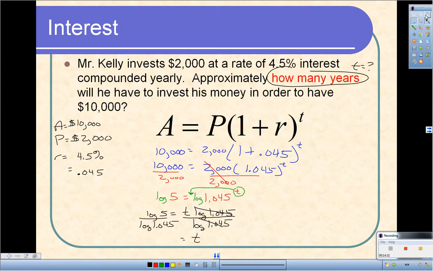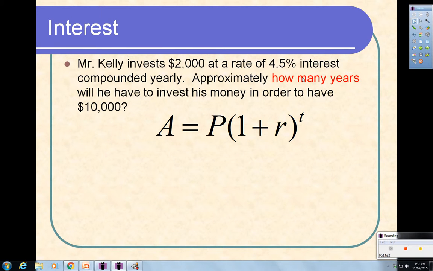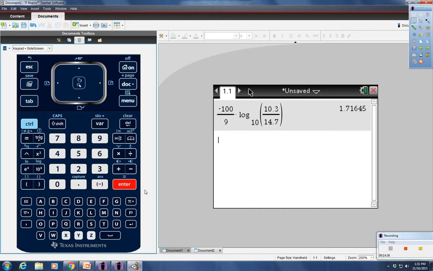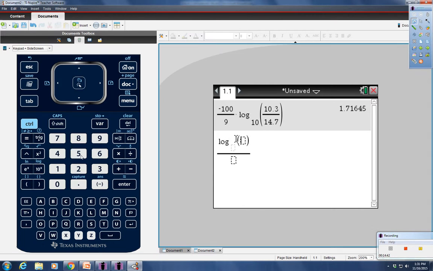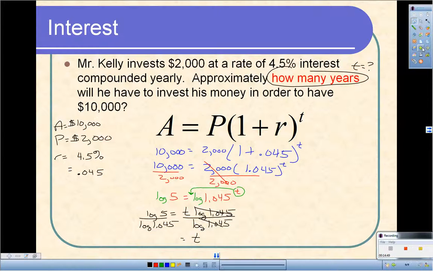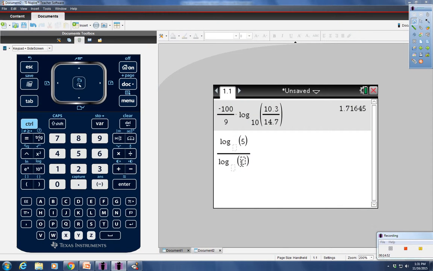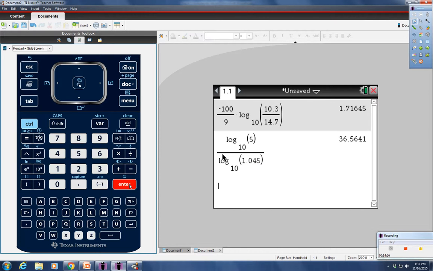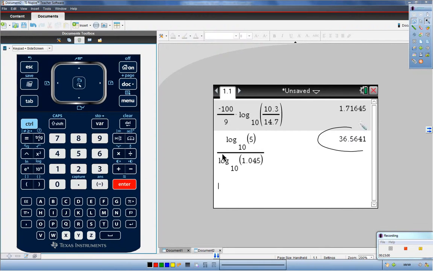I'm going to hit Control Divide. Let me get my calculator. Control Divide, and I'm going to put log, and again, you can leave the base alone, of 5, and then log, and I can leave the base alone because the calculator will automatically assume it's a base of 10, of 1.045. And I hit enter. And good grief, it's going to take me approximately 36.5 years to get that money. So I better start saving now.